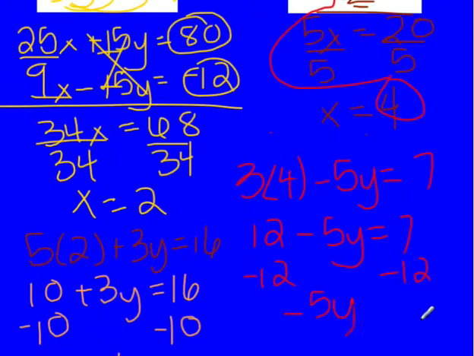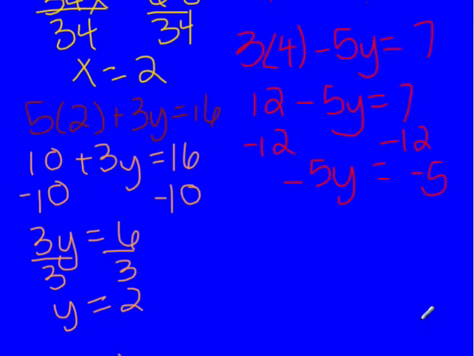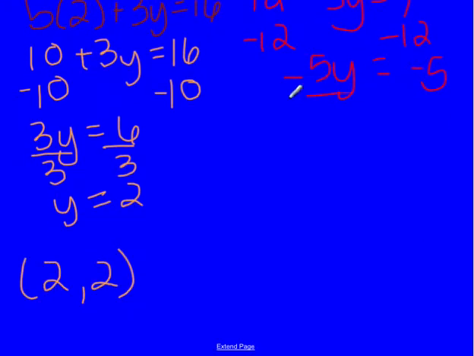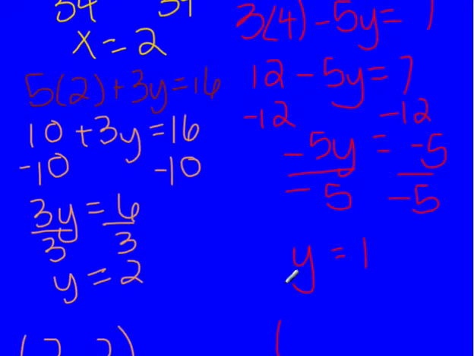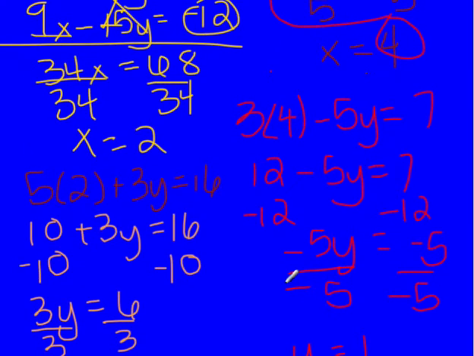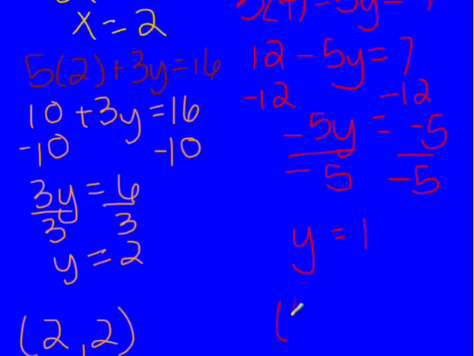So then I'm going to subtract 12 from both sides, and I get that negative 5y is equal to negative 5. So last thing I need to do to solve this for y would be to divide both sides by a negative 5. Negative times a negative is going to become a positive. 5 divided by 5 is 1. So last thing I need to do is to write that out as a coordinate point. First x, then y. So x is equal to 4, so 4 and then 1. And that right there is your final answer for that one.